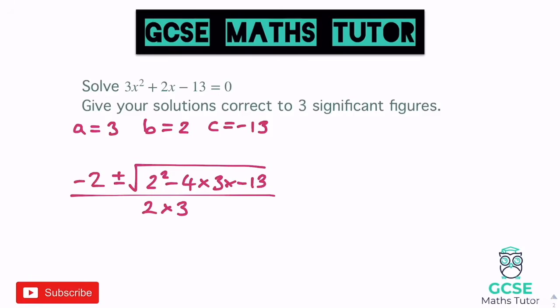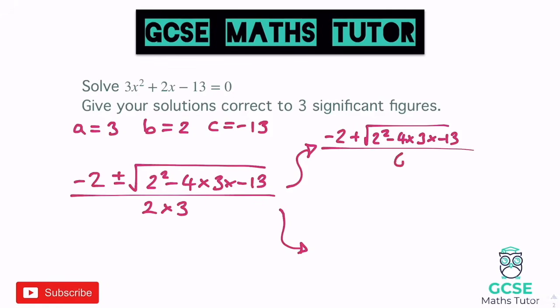What I'm going to do is the plus version, and then I'm going to do the negative version. We'll have a look at them both separately. So on my calculator screen, I've got minus 2 plus the square root of, I'm just going to type it in as I see it, 2 squared minus 4 times 3 times negative 13 all over 6. And again, let's type that in, fraction button, negative 2 plus the square root of 2 squared minus 4 times 3 times negative 13, onto the bottom of your fraction, 6, equals, and turn it into a decimal.